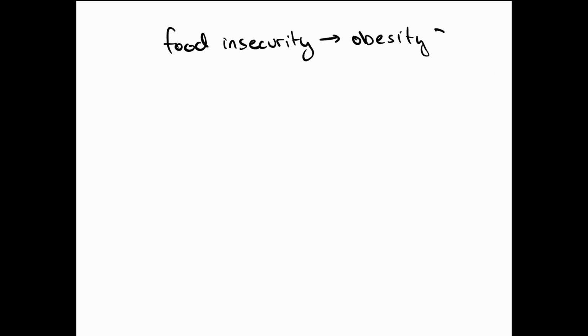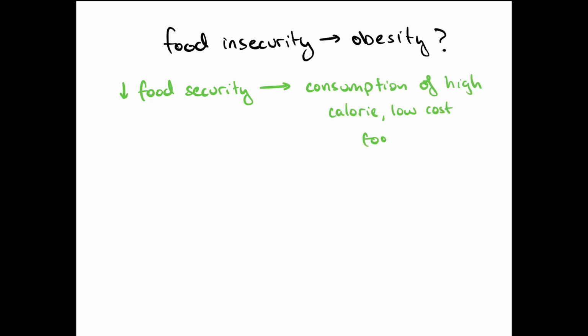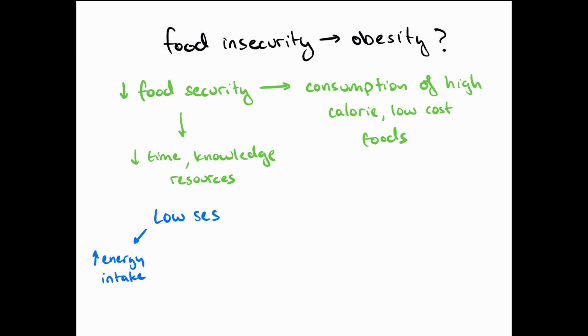Diving a little deeper into how food insecurity can cause obesity, we know that low food security is associated with obesity because of the high-calorie palatable food that is consumed by low food secure populations. It's also associated with obesity because of the limited time, knowledge, and resources that low food secure populations generally experience, thereby creating some inability to engage in healthful eating and exercise. If we look at those with low socioeconomic status, we see that they have a higher energy intake, a lower resting metabolic rate, and a low activity energy expenditure, all of which can lead to a positive energy balance or increased fat storage that we see clinically as obesity.